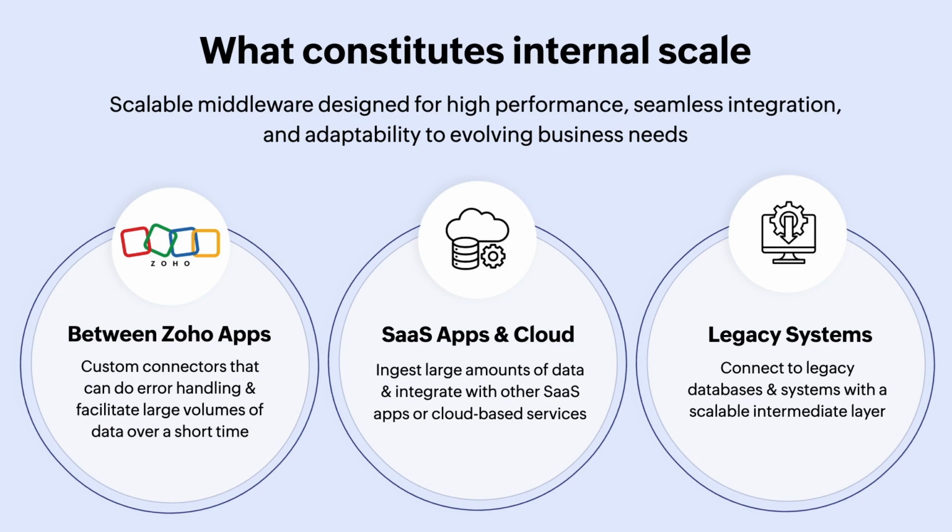The third part would be legacy systems. So you have some legacy systems that hold a lot of information. The organization still wants to use that, but you still want that data to come into Zoho seamlessly. So let's take a look at all of these three one by one with live examples.